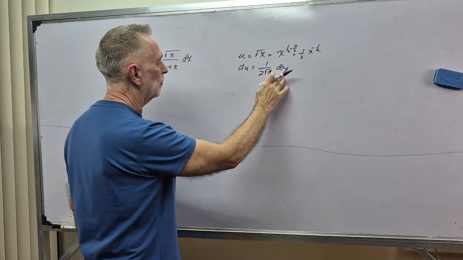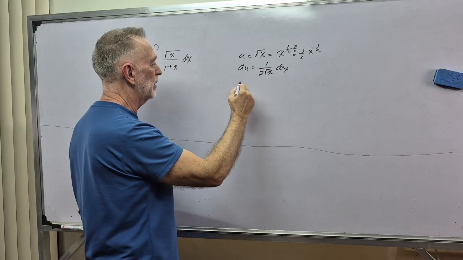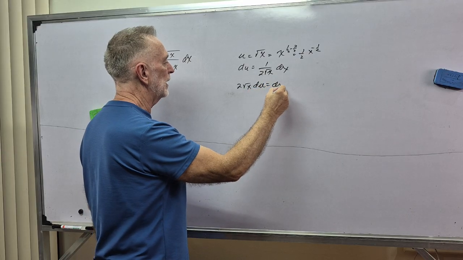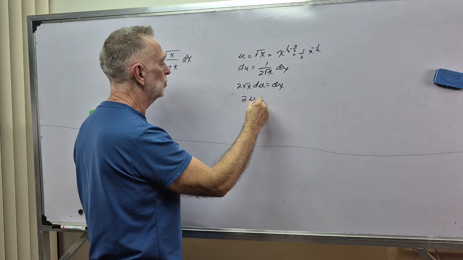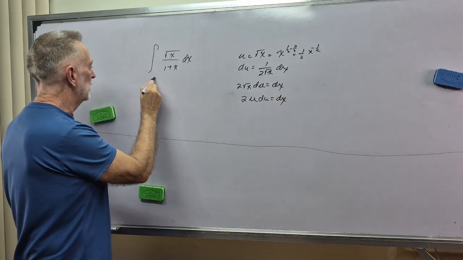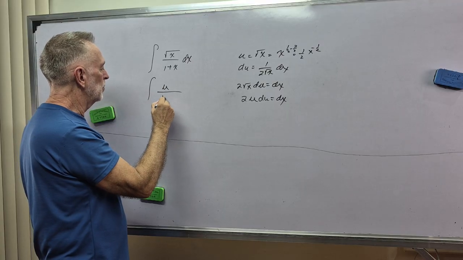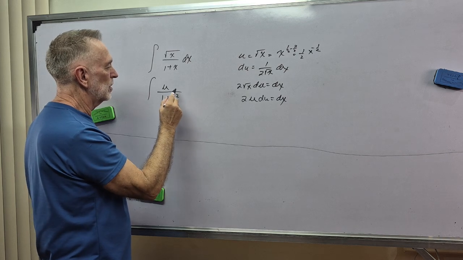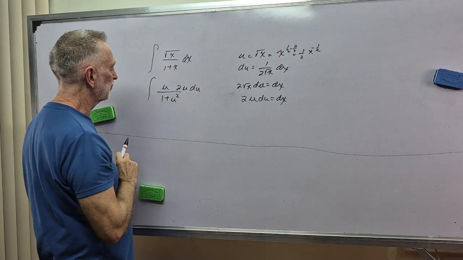So now let's solve for dx. We're going to multiply through by 2 square root x. 2 square root x du equals dx. Well, the square root of x is u. So this is 2u du equals dx. Now we have the integral of u over 1 plus x, which would be u squared. Hey, you know where we're going now. And dx is 2u du.